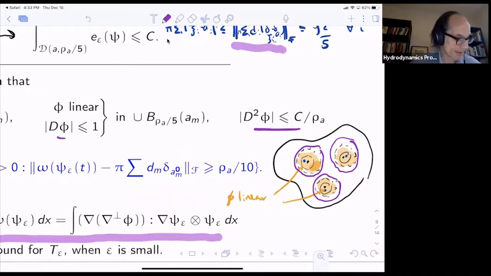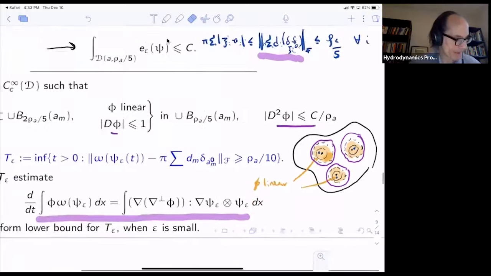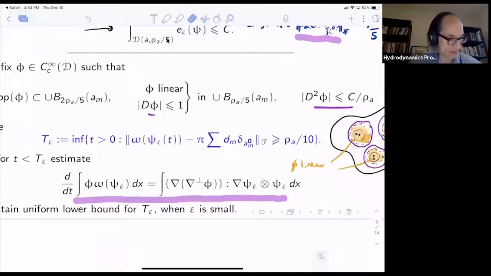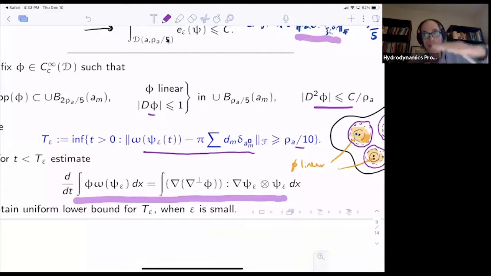Okay, and then let me define T sub epsilon. What I want is to show that the vorticity of the solution psi epsilon remains close to where it started, remains smaller than this for a certain interval of time. And so let's say T sub epsilon is the first time when my inequality fails. Up until then, the condition I want is satisfied.